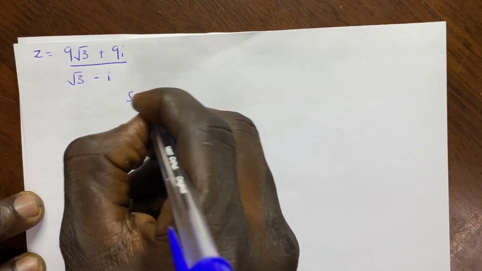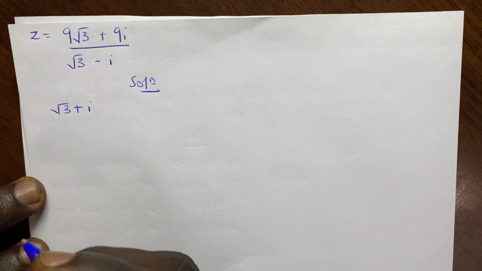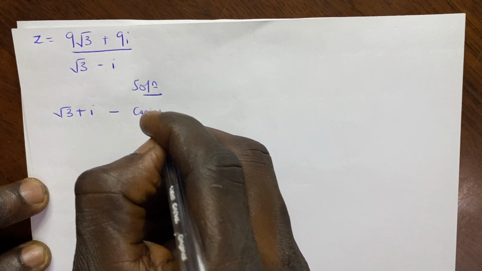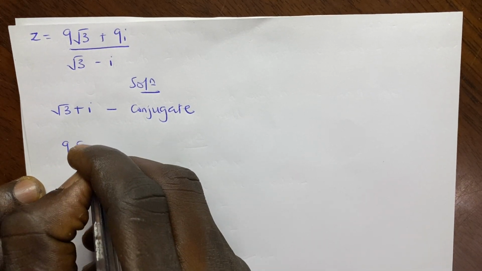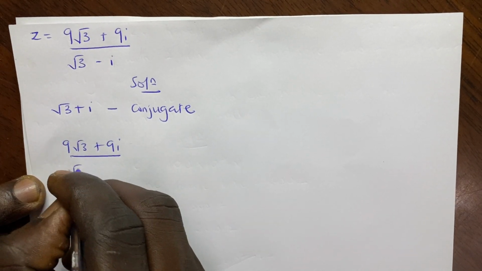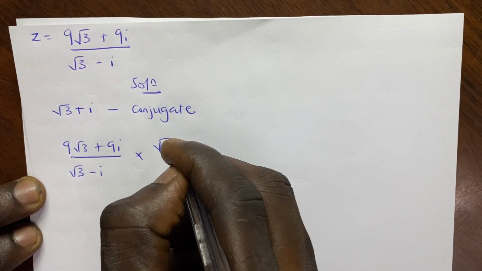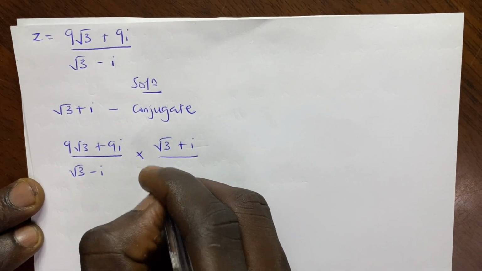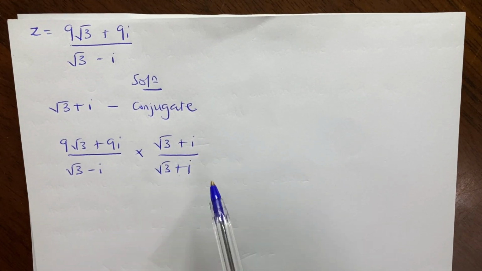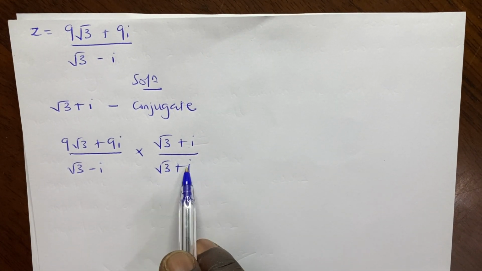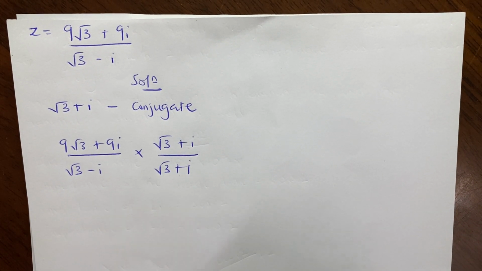So on solving this, we are going to get the conjugate to be root 3 plus I. Right, so this is the conjugate. And then multiplying by the expression, we are going to get 9 root 3 plus 9i over root 3 minus I, the same, we are repeating the question, times root 3 plus I over root 3 plus I. So we've not done anything to it, because what we are doing here is just creating and then destroying. So straight away this can just cancel this and it will look like we've done nothing to our question, right? So now let's expand and see what we get.